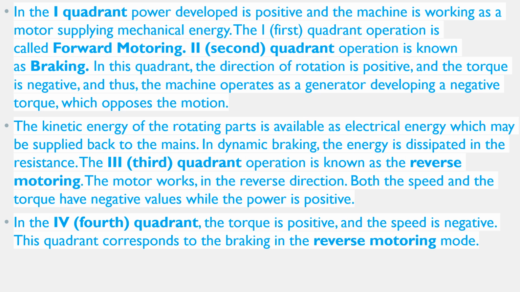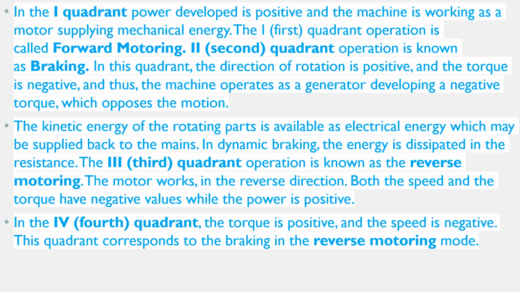The third quadrant operation is known as reverse motoring. The motor works in the reverse direction. Both the speed and the torque have negative values while the power is positive. In the fourth quadrant, the torque is positive and the speed is negative. This quadrant corresponds to braking in the reverse motoring mode. So these are the four quadrants and a brief explanation of them.